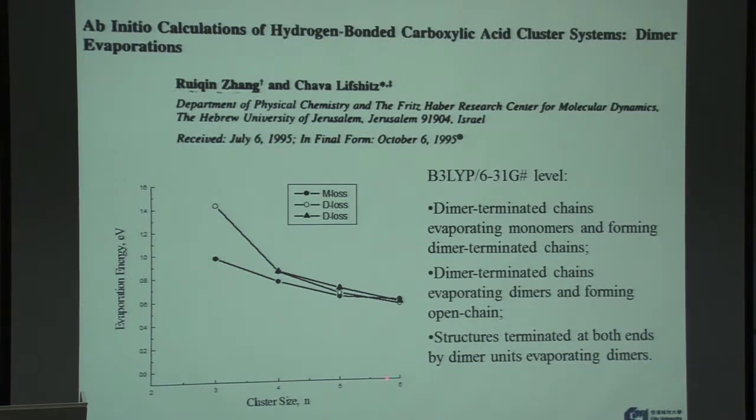But with the increase of the size, they compete. Understandably, at this size the other dimer loss one can get the advantage, right? So I cannot compete further. If I compete further, I understand that the one with the dimer loss may be more favorable, okay? So I cannot complete this story entirely.